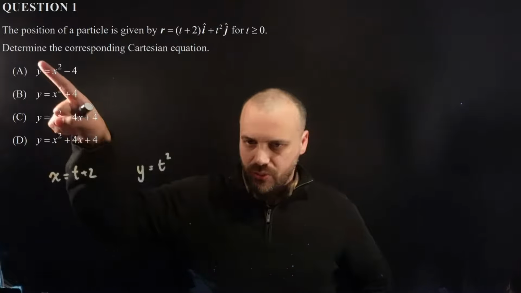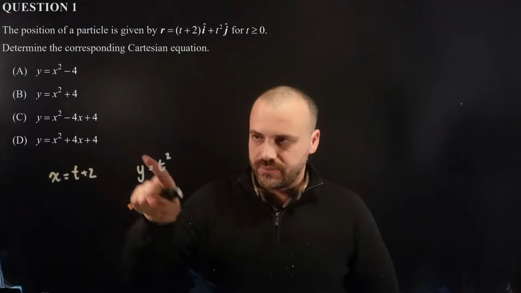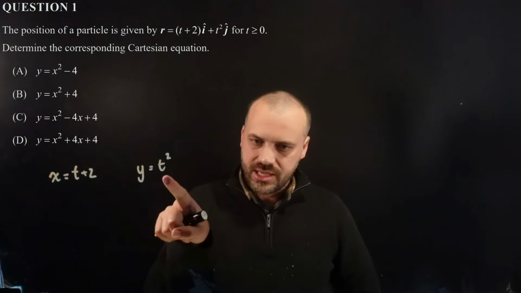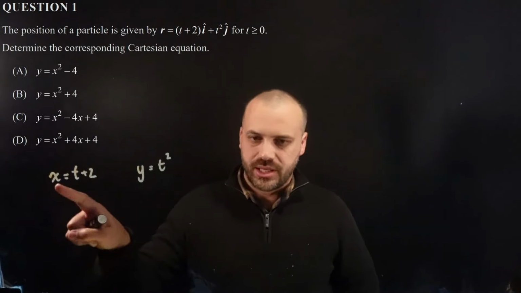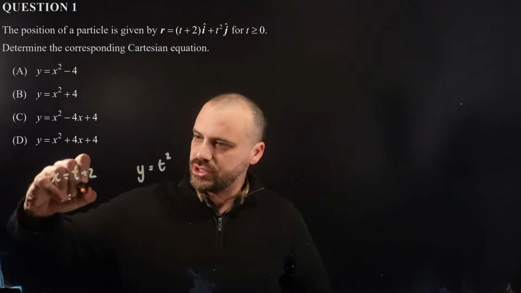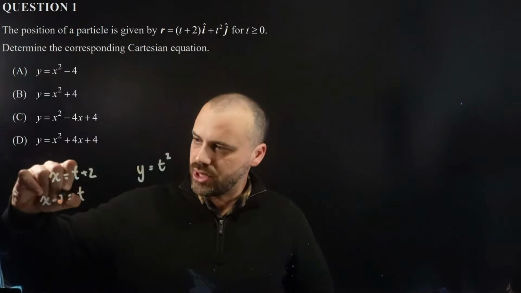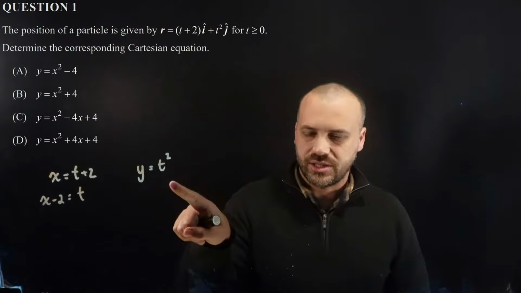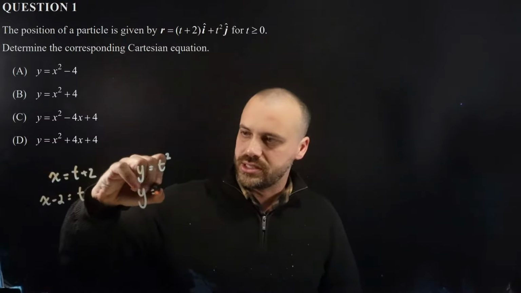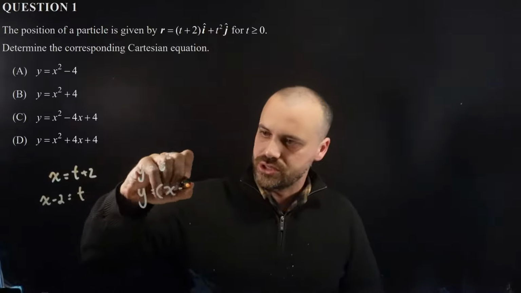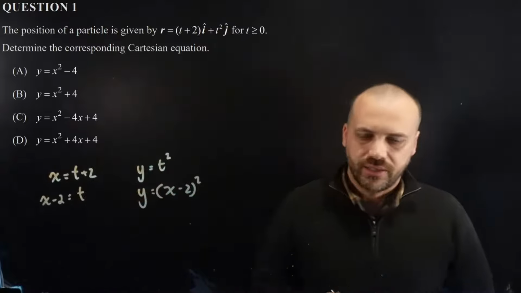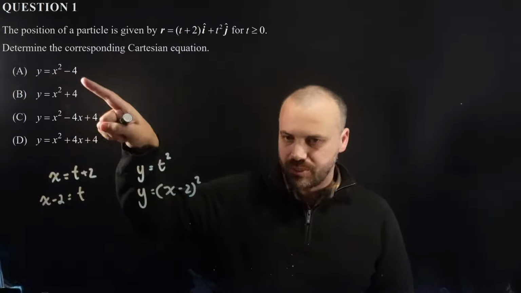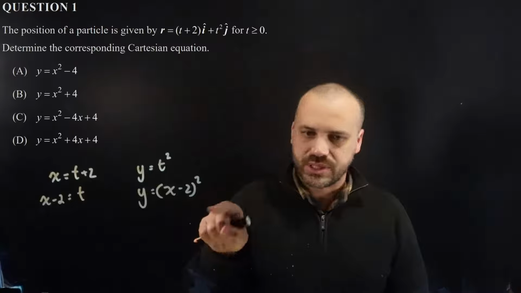Now we need to make y equals something. So we'll leave this as it is, and we just need to replace the t with this equation somehow. So rearranging this equation, we get t is equal to x minus 2, and we can sub x minus 2 into this equation. y is equal to (x minus 2) squared. Now, this kind of looks close, but it's not it. All right, maybe we need to expand this.